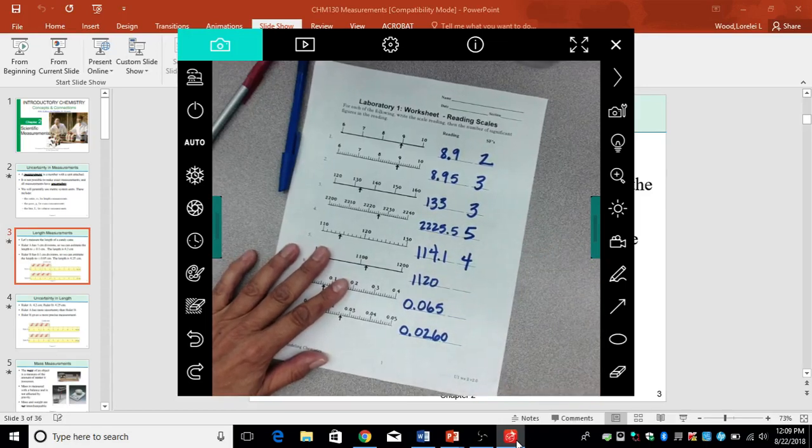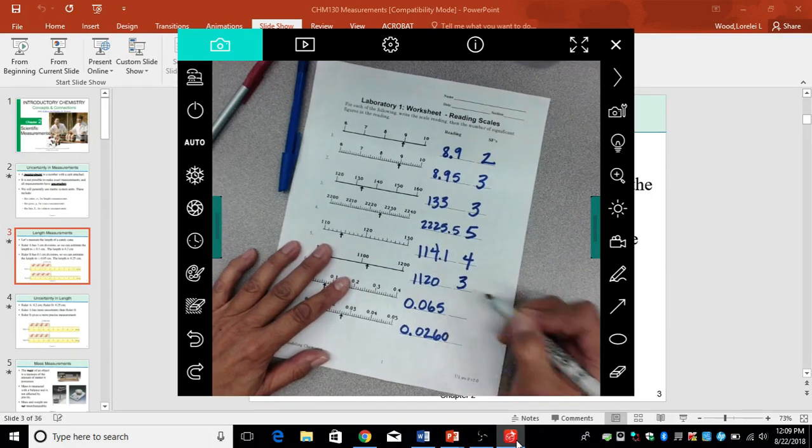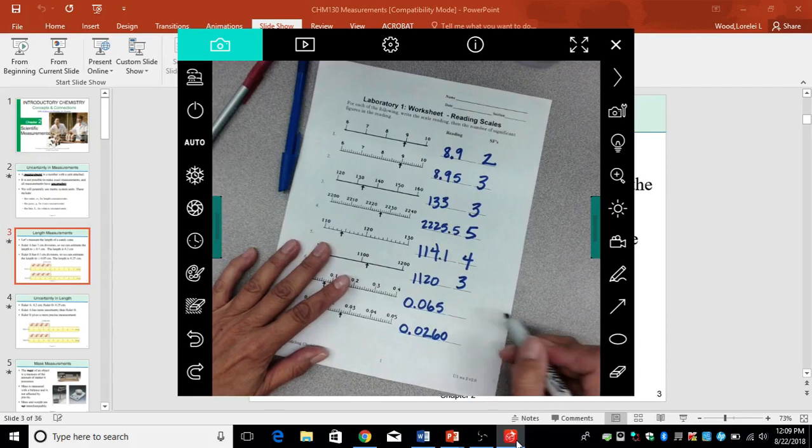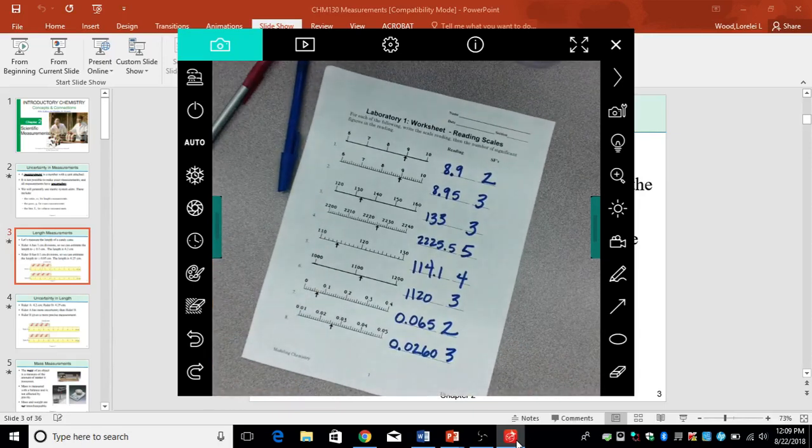Okay, now we got to slow down. 1,120 has 3. 0.065 has 2. And 0.0260 has, oh, you guys are so good. This is going to be an easy semester. Easy peasy. All right. Well, you got to look at it for a while.